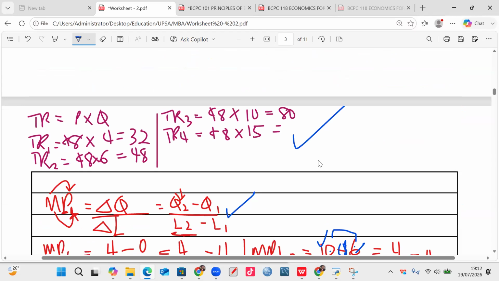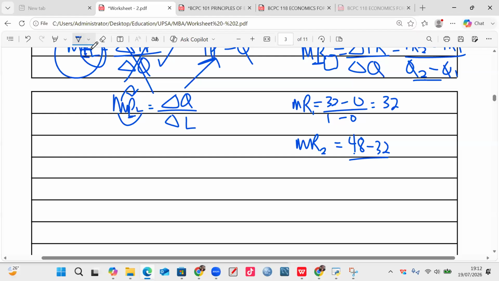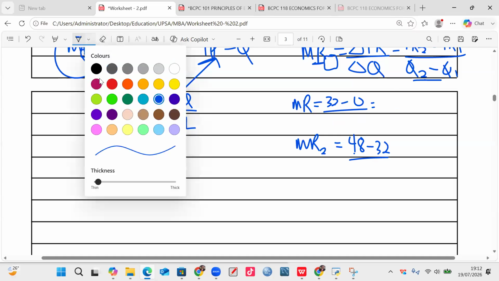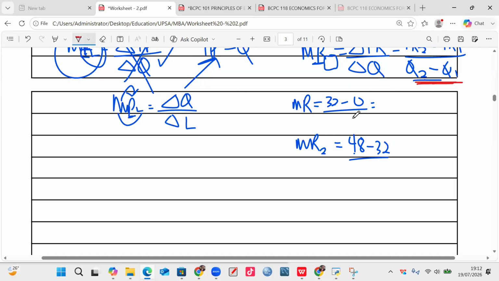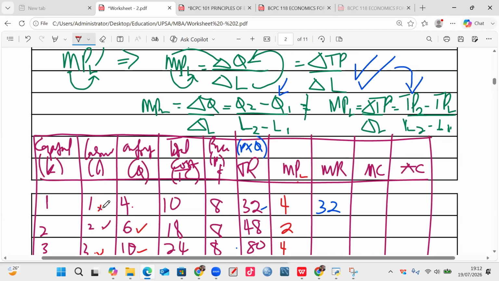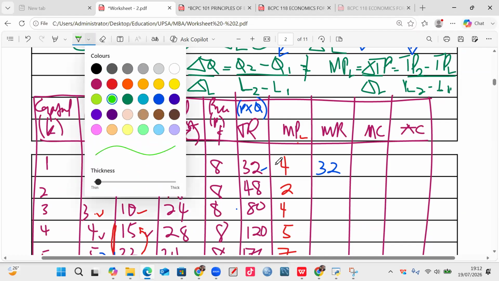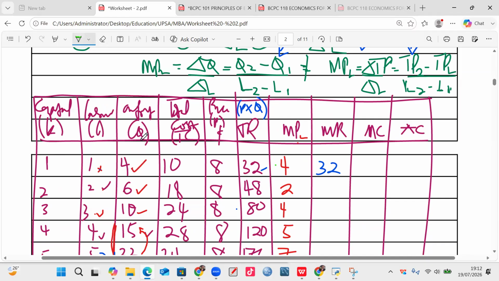Hey, wait. We should use quantity and I'm using labor, and you guys did not tell me. Do you get it? We should use quantity here, and I used labor. So let's find the quantity for labor 2. Labor 1, what is the quantity for labor 1? It is 4. We are using TR and Q, not labor. The labor is just telling me the labor levels: level 1, level 2, level 3.